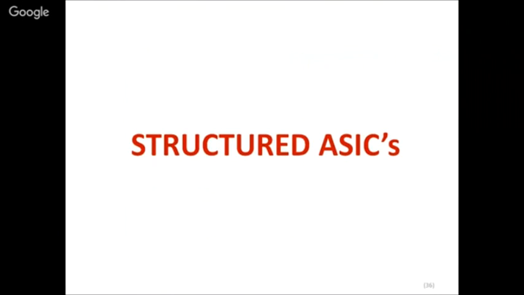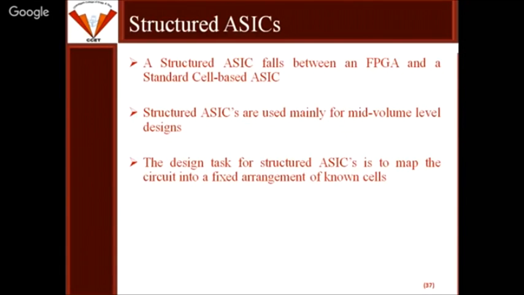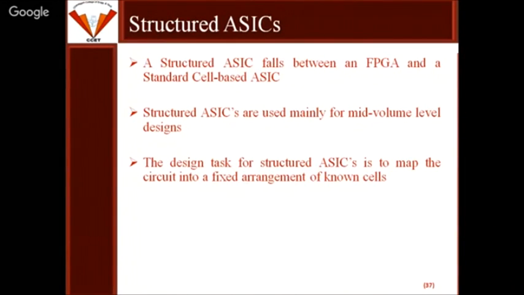So now we talk about another kind of ASIC, that is structured ASIC. A structured ASIC falls between an FPGA and a standard cell-based ASIC. We are not saying that it is an ASIC or an FPGA, it is somewhere in between. Structured ASICs are mainly used for mid-volume level designs. The design task for a structured ASIC is to map the circuit into a fixed arrangement of known cells.